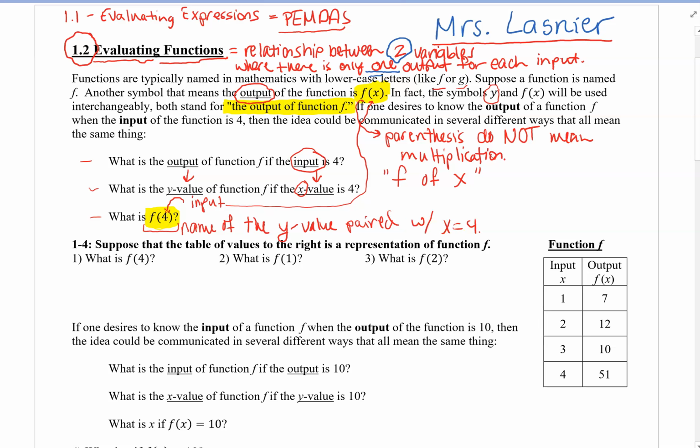And so it's asking us to find that, because f of 4 is the name. Now they want us to find the value of the y when the x is 4. Okay, so let's go ahead and look at a few representations of how we would do that.